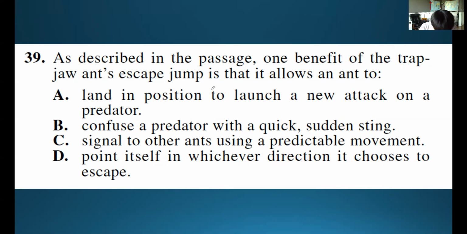And then this escape jump is kind of hopping it back and leaving it in a position that's really easy for it to attack again. So that's what it's saying here. It lands it in a backward position, like a foot back, in order for the ant to launch a completely new attack on the predator. It gives it some time to prepare, because the predator has to run that foot. And then the ant stays there, prepares, and launches another attack on that predator. So that's the correct answer.